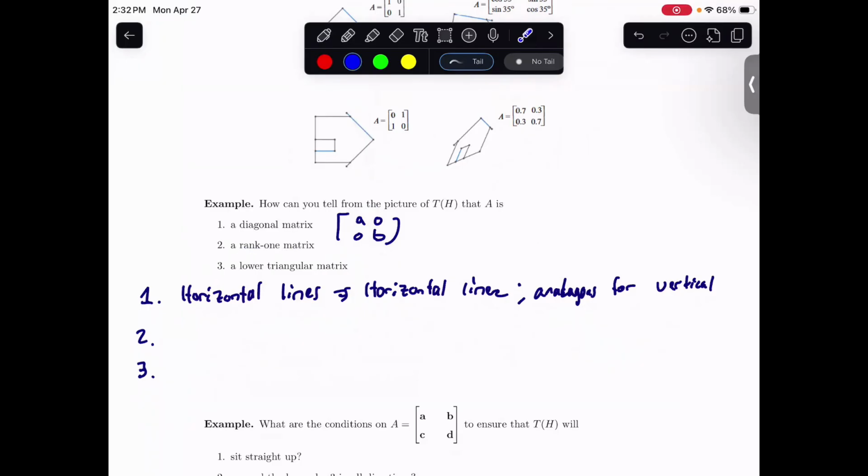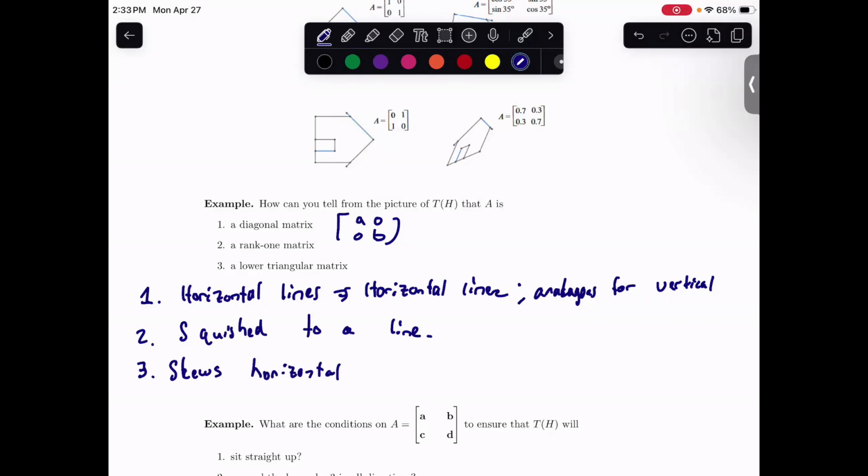A rank 1 matrix is taking something that's two-dimensional, and if it's only rank 1, it's going to make it one-dimensional now. So it has the effect of squishing your house into a line. So the house ends up being squished to a line. It's either going to be vertical or horizontal, depending on where the rank is. And then what a lower triangular matrix is going to do is skew horizontal lines, and then it's going to keep vertical lines vertical.